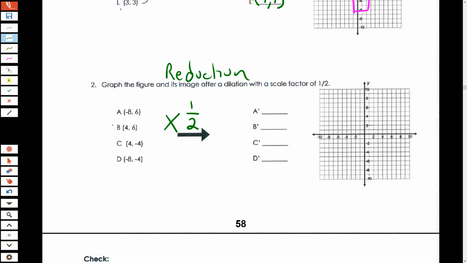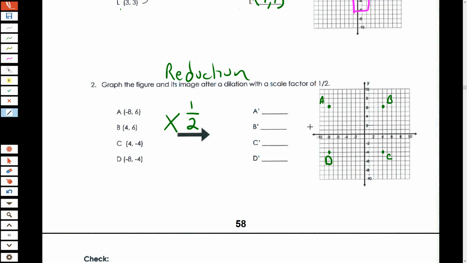So this time, let's plot our image first. These ones have 4 points. So we're going over -8, +6, that is A. Then we're going to go B, which is 4, 6. C is 4, -4. And D is -8, -4. So it looks like it's just a big box.